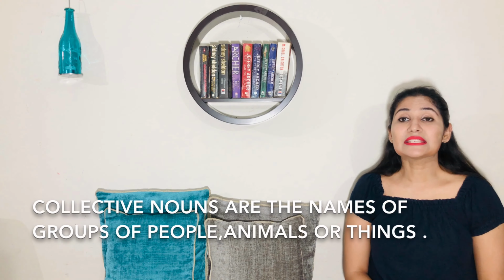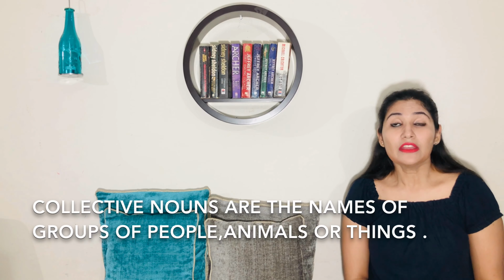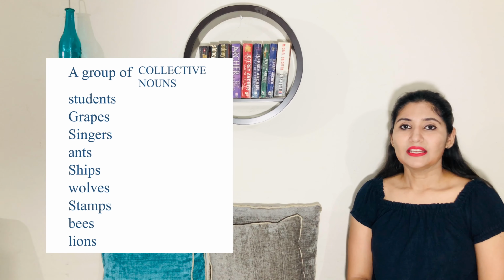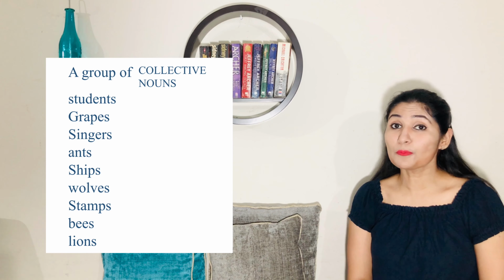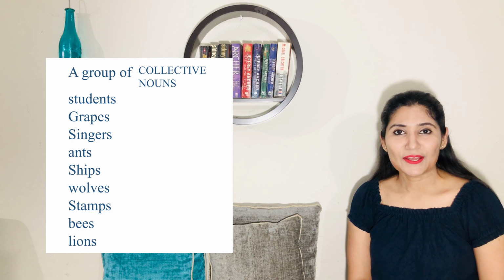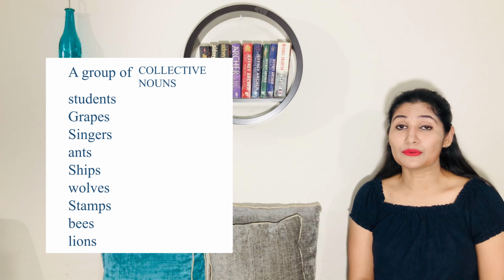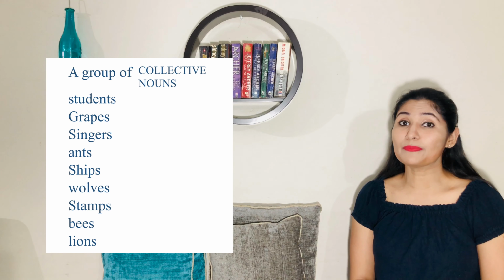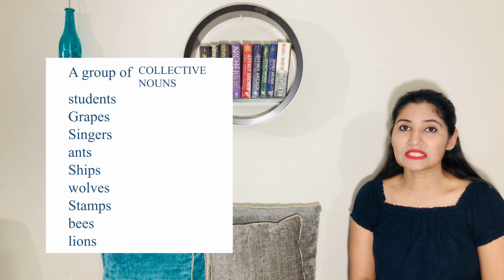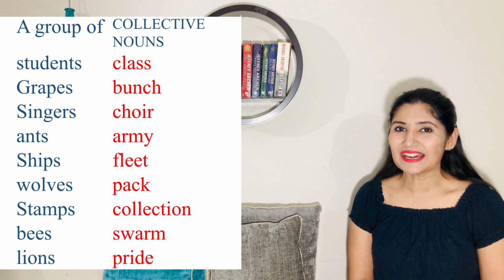A collective noun is a name given to a group of people, person, place, thing, or animal, when we talk about them as a whole. What will we call a group of students? Please try. Grapes, a group of singers together. Ants, a group of ships. A group of wolves, and wolves are really very dangerous. A group of stamps. A group of bees. Oh, they really sting very hard. A group of lions. So here are the answers.